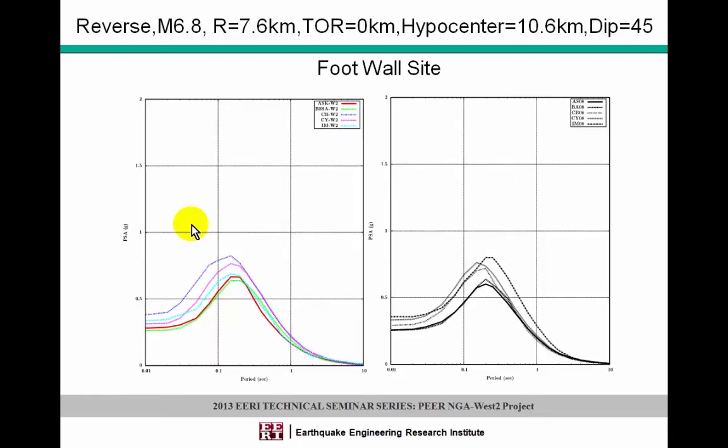This is now the same plot for the footwall sites. As I was just talking about, the Idris model now falls right in the middle of the footwall sites. If you're on the footwall site, all these models are predicting very similar motions, whereas if you're on the hanging wall site, there's quite a range in the prediction of the ground motion models. It's about the same distribution that we saw before for this case.